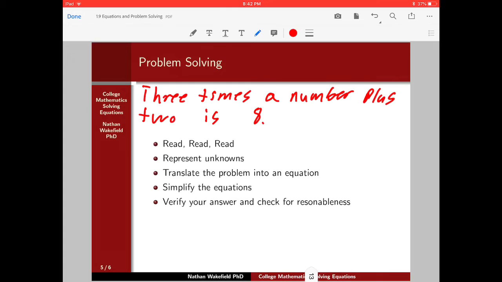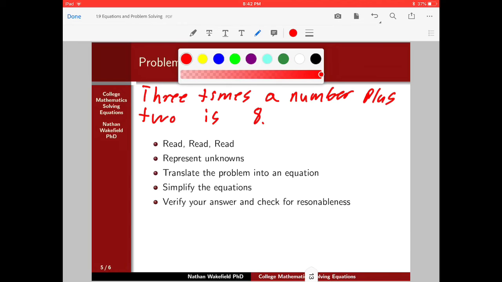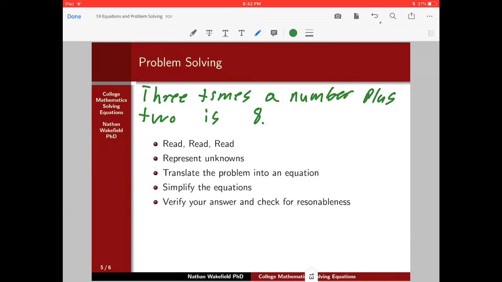Well, remember our steps: the first step is to read it. So 3 times a number plus 2 is 8. Then we need to represent the unknowns. What are the unknowns in this problem? The unknown in this problem is a number. So I'm going to represent my unknown, a number, with the letter x.